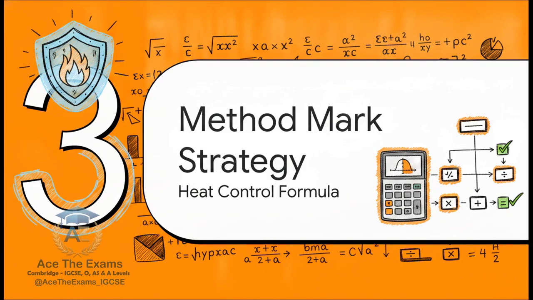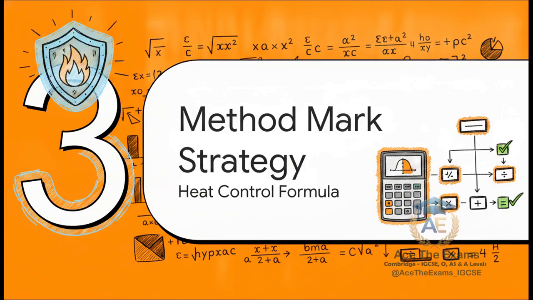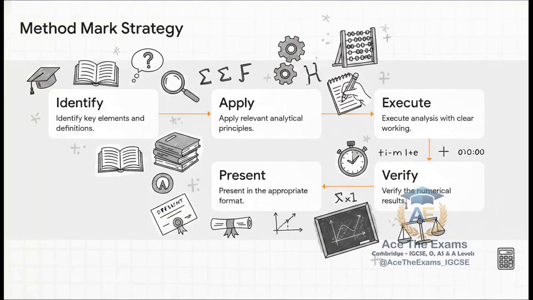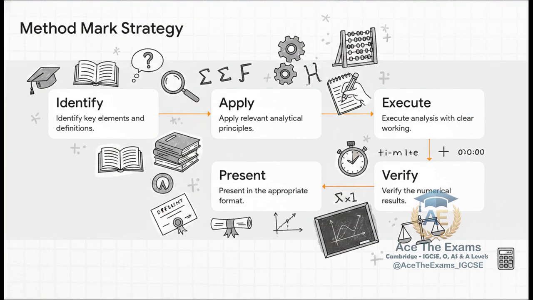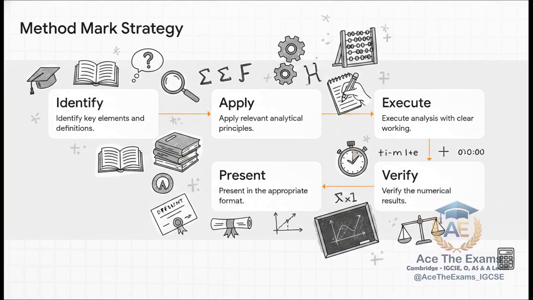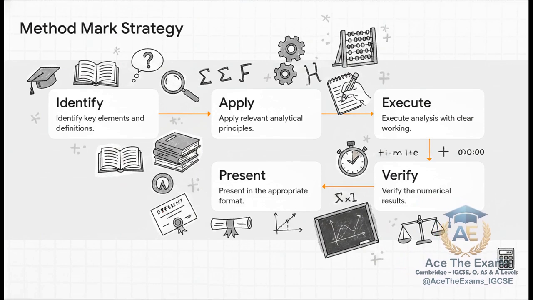Moving on to Section 3, the method mark strategy. This is our heat control formula for the exam room. Here is a massive secret about Cambridge mathematics. Systematic processing actually secures you points even if your final numerical calculation gets slightly burned at the edges. By strictly following this 5-step procedural framework, you ensure your facts and your evaluations blend flawlessly.